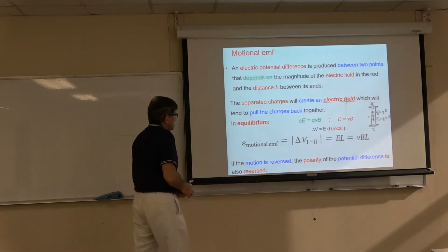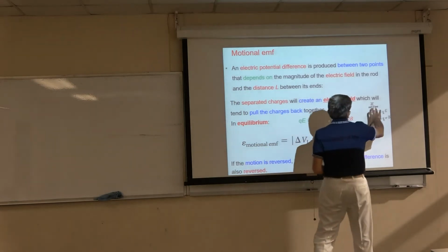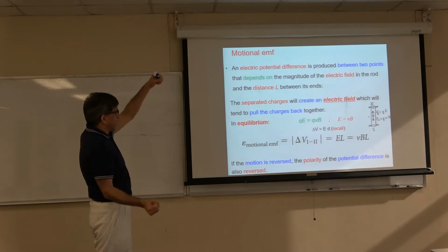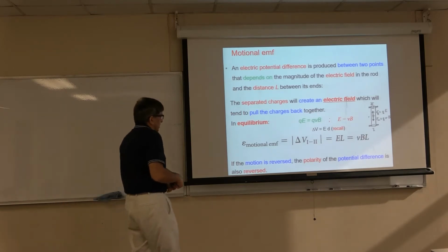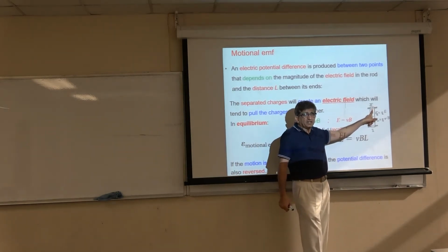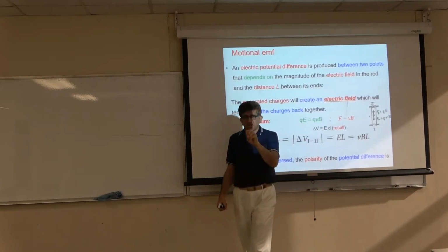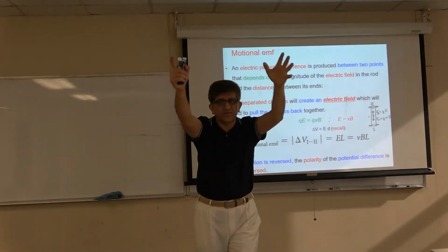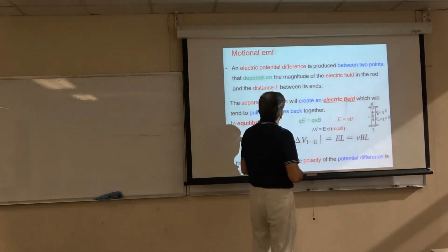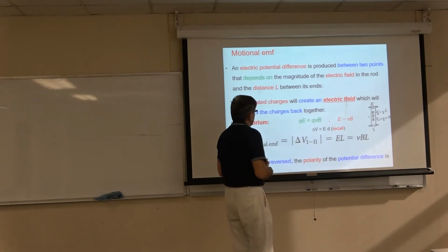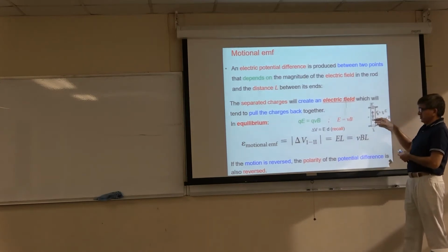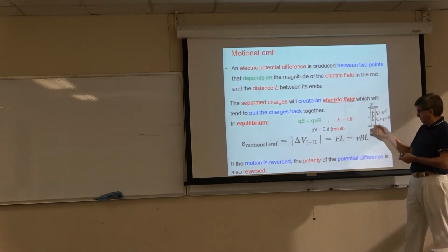Now let's see. This bar has a length of L, so L is the distance between the two ends of the bar. Not only that, due to these charges there will be an electric field. Due to the positive charges, the electric field lines go outward, and due to the negative charges, the electric field lines come inwards. So now this separation of charges has created an electric field which will pull the charges back.